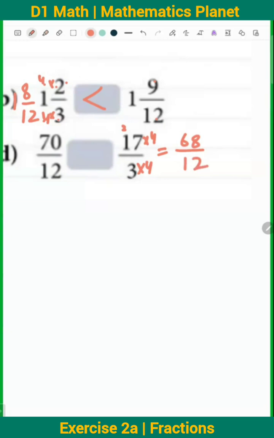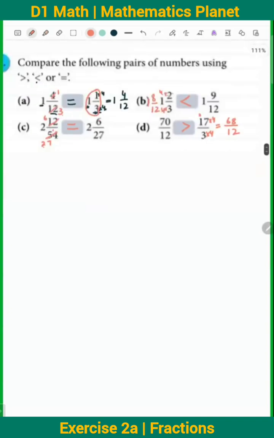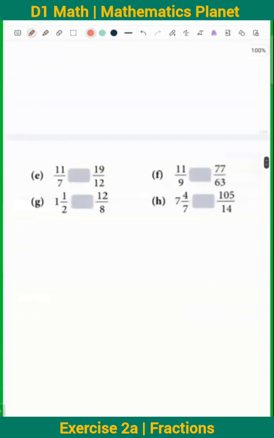Maida, Ijaz, everyone should participate. 70 upon 12. Greater than sign is going to come like this. Yes, very good. I want all of you to participate. Okay, if you have any questions, you can stop me there and ask the question.